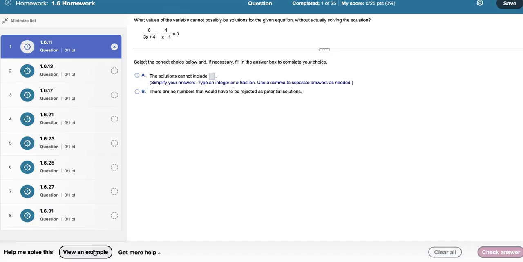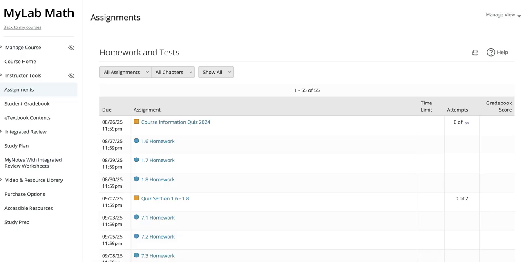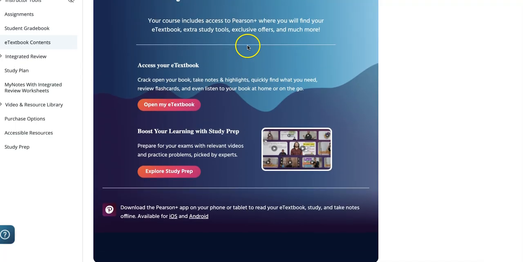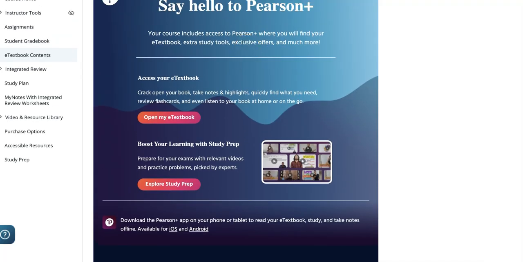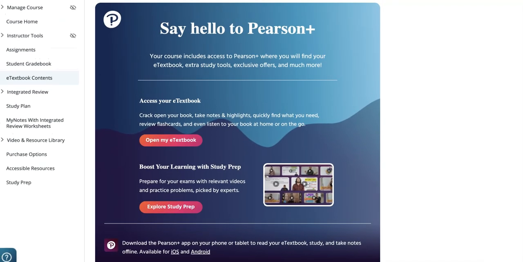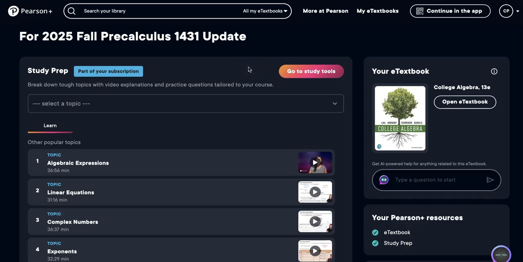Okay, now let's talk about, I'm going to go back to where we were looking at assignments. Now let's talk about some other features that you have. Click on the e-textbook contents. It's going to take a second to load, but what you're going to find with the e-textbook contents, there we go, is you're going to open my textbook. So when you click on this, Open My eTextbook, again, it's going to take a second to load and open your textbook, and you're going to see this page.